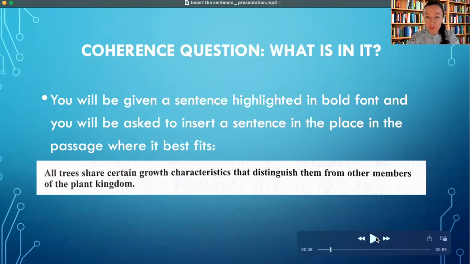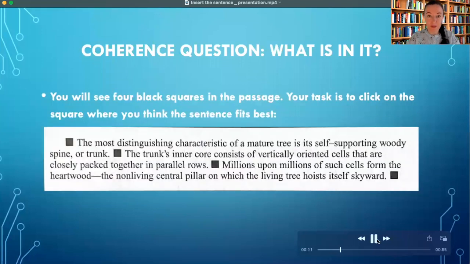You will see the sentence and you will see the passage with the four squares where you will be asked to put it next. This is how the passage will look, and these are the four squares that I was talking about. Sometimes students ask me, teacher, should I put the sentence before the square or after the square? It doesn't really matter, right? In the actual TOEFL test, you need to click on the square where you think the sentence best fits.